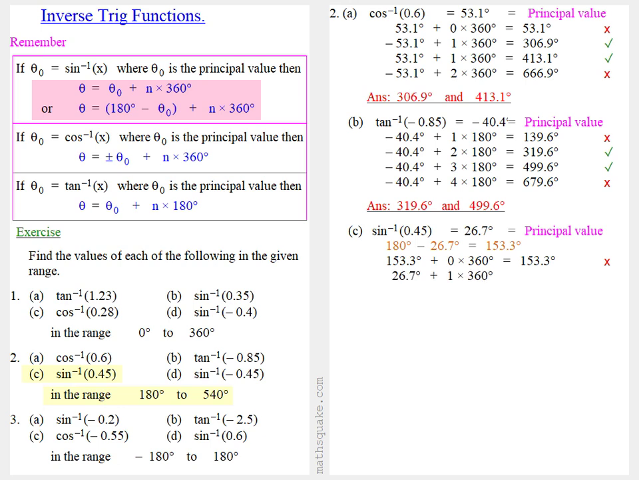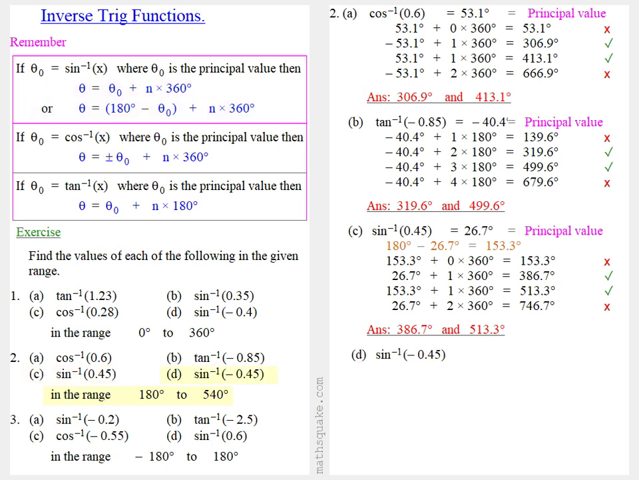If we take n is 1, 26.7 degrees plus 1 times 360 is 386.7 degrees, which is in the region we want. And the other one, 153.3 plus 1 times 360, is 513.3 degrees, which is also in the region we want. It's below 540 degrees. However, if we take n is 2, we end up with 26.7 degrees plus 2 times 360, which is 746.7 degrees, which is too large, and from then on all the rest are too large. So we have two possible solutions, 386.7 degrees and 513.3 degrees.